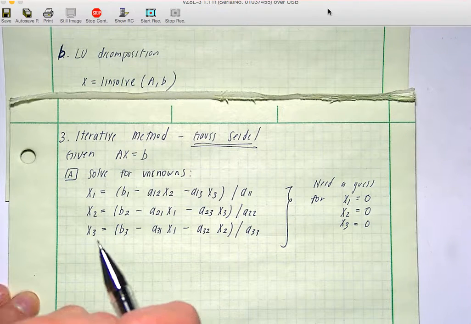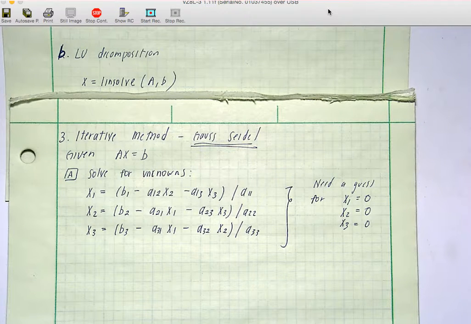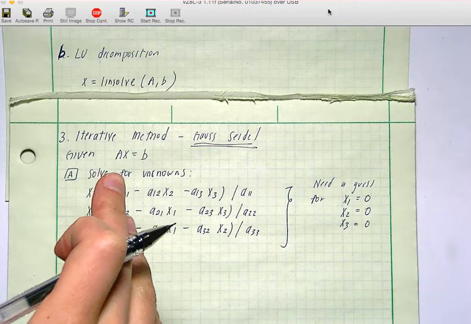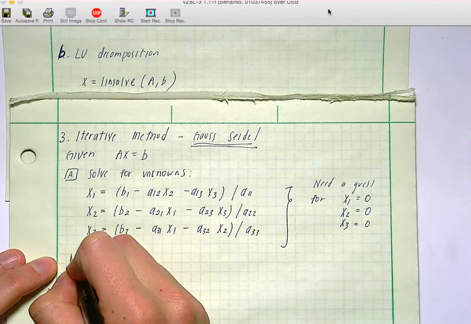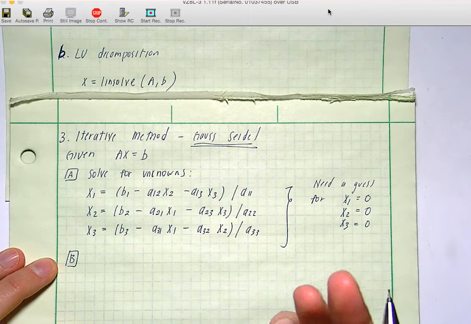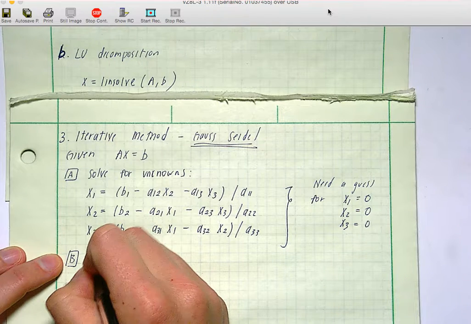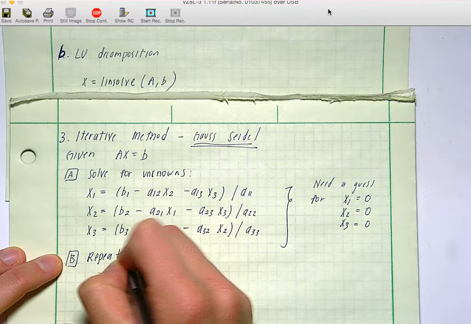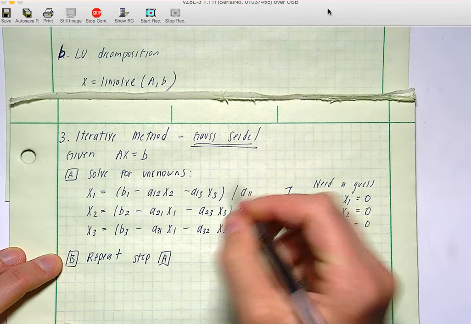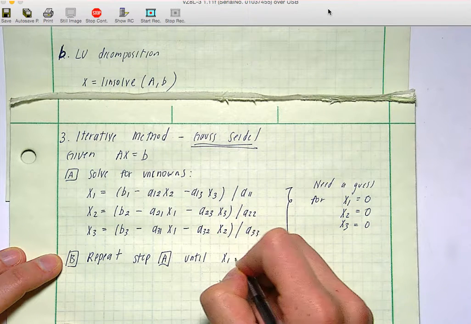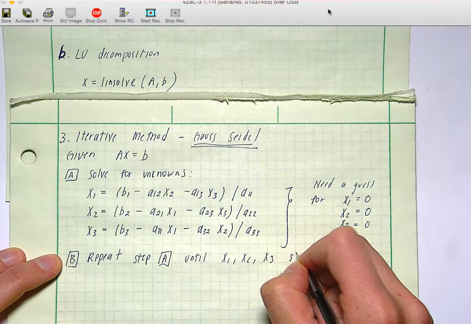And that's why it's called an iterative method. It's just a guess and check method. It's not directly solving the equations. It's not eliminating and substituting in things. It's just guessing, seeing if it satisfies the equation. If it doesn't, it guesses again, or it updates the values and plugs them back in again. So the part of the algorithm that's important is when do you stop guessing, right? When do you know that you're close enough? So you're going to repeat that guess and check step A until x1, x2, and x3 stop changing.